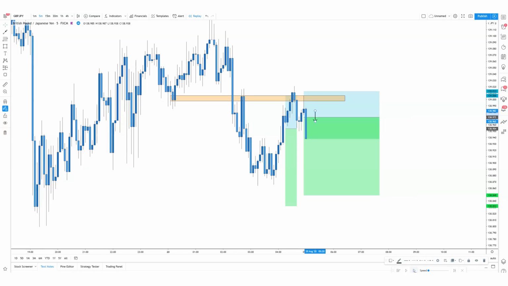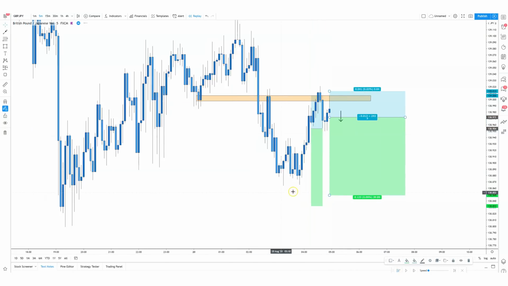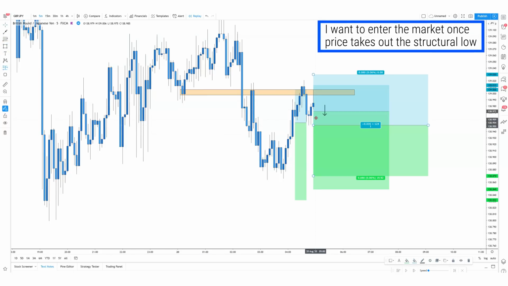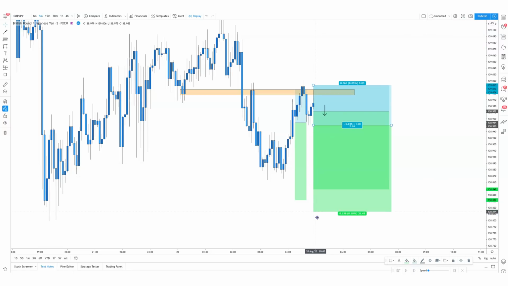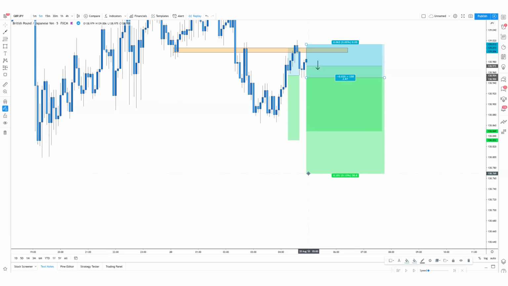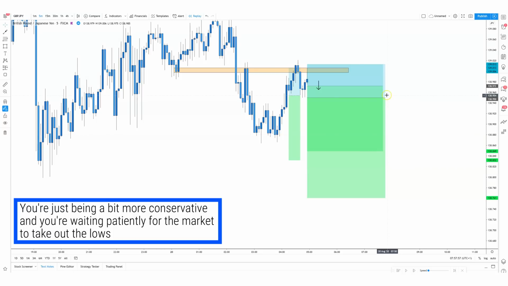Let's take a look. Now, the second thing you could be doing in an instance like this, if you plan to enter this trade, is you can say to yourself, I want to be a little bit more conservative. So as opposed to entering at the bottom of this candle, I want to enter the market once price takes out the structural low. Again, you can pop your stop loss above this structure, it's completely fine, and then you can go for your 1-to-3 risk to reward ratio target. So again, same kind of theory, entering with momentum, but in this instance, you're just being a bit more conservative and you're waiting patiently for the market to take out the lows.